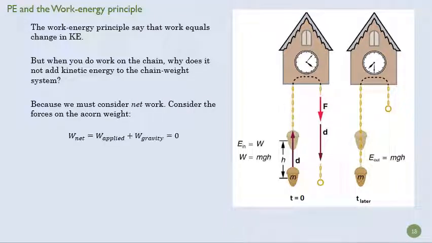Well, the answer to that is net work, right? We need to think about net work. The net work here is the work of my applied force, essentially minus the work of gravity, right? Because this acorn is still moving in this upward direction. Gravity is in the downward direction. So we have that cosine 180 there. And so the gravitational work is opposing the applied work. That's why it's heavy to pull it up.